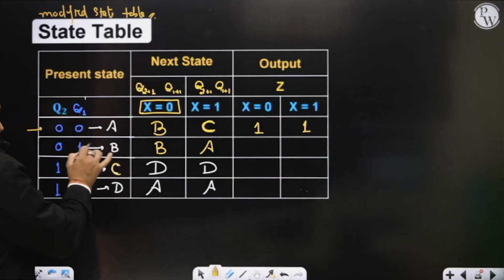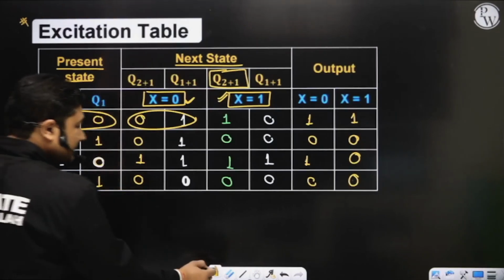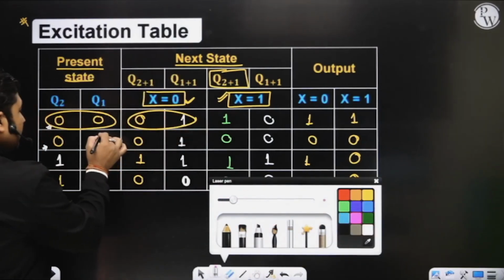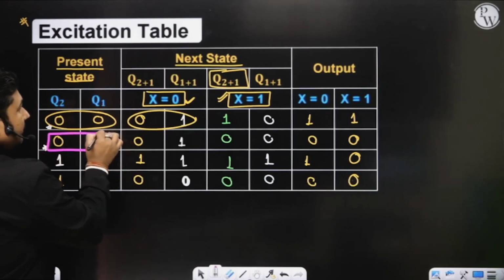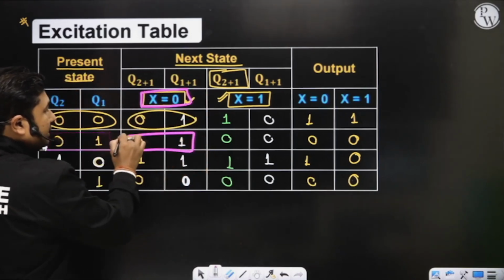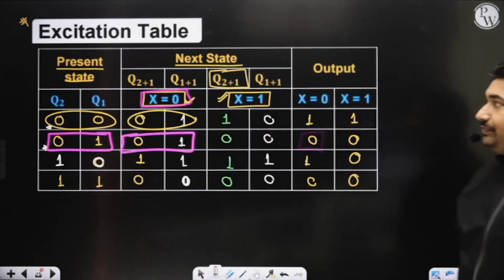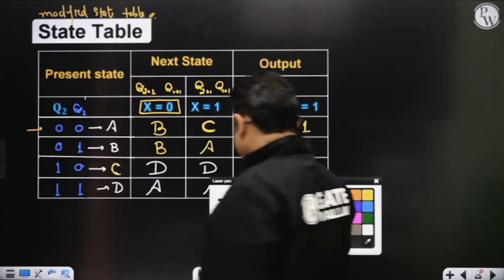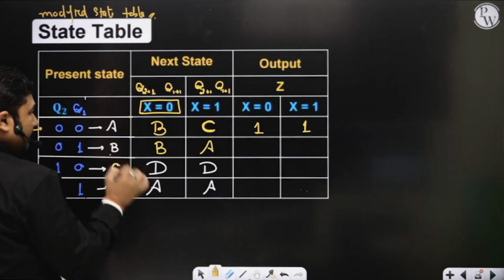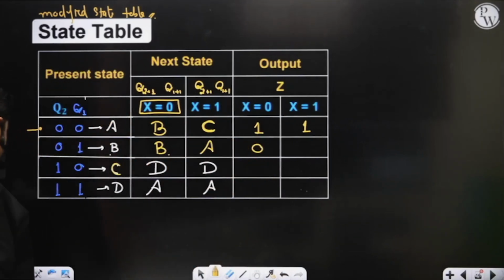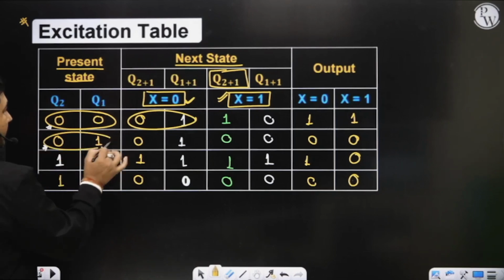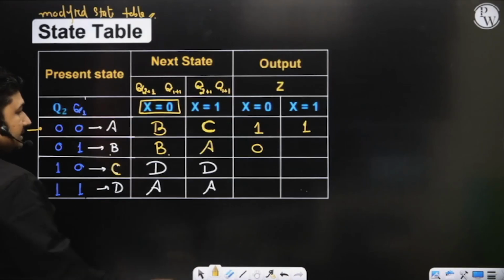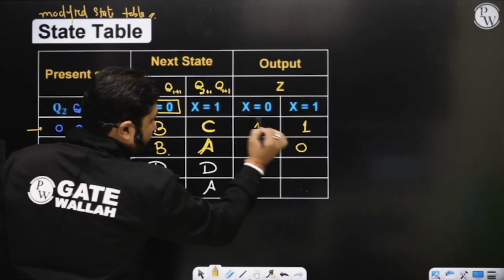Great, sir. Again, if the present state is B, please observe here. Present state B with x equal to 0: next state is B, output 0. So we have present state B, next state B, output 0. Again observe. Present state B with x equal to 1: next state A, output 0.